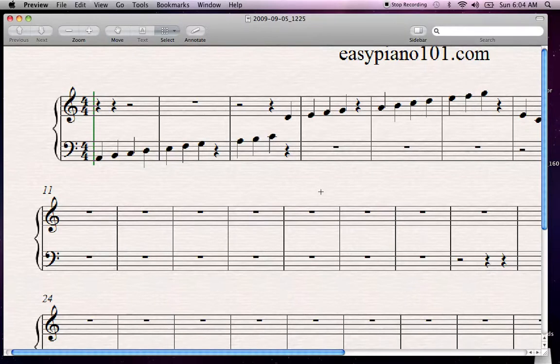Now, there are other kinds of notes. For now, we'll just go over a few. Whole note rest, half note rest, quarter note rest, and quarter note. For now, let's just go over that, just so you can identify them. Later on, we'll go into more of this.